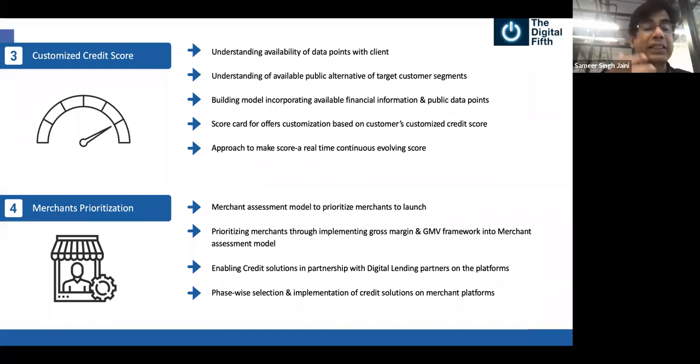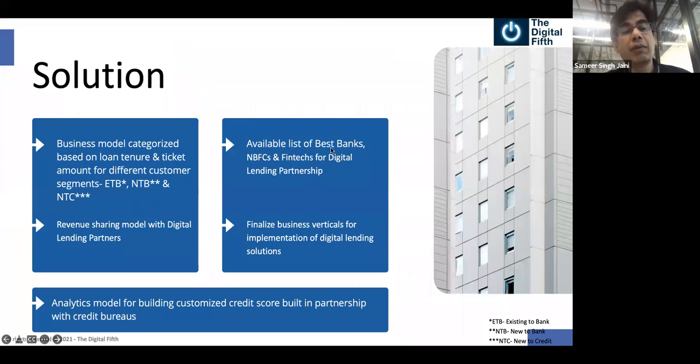So since this was a payment company, we were doing merchant prioritization as well. But technically, you may not need to do that if you are in the lender segment, right? So this is what typically you will end up doing. You end up building a business model. You will end up creating a revenue model.